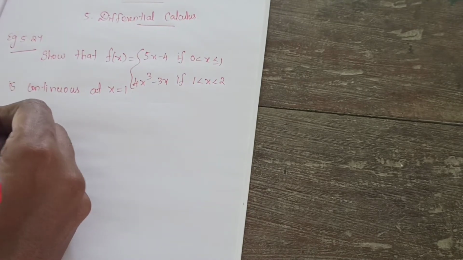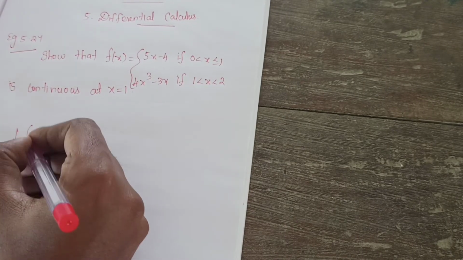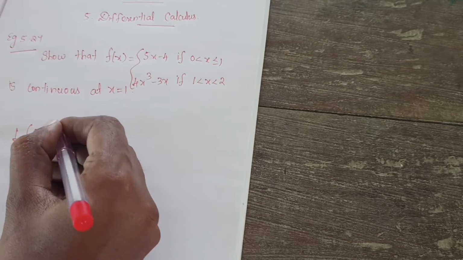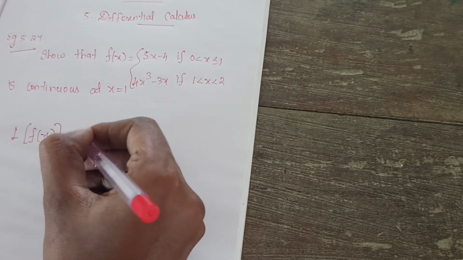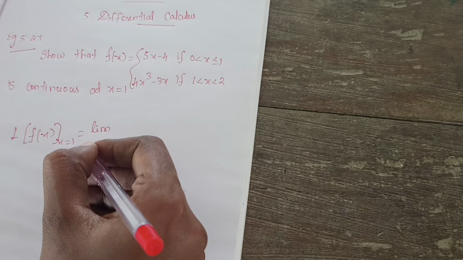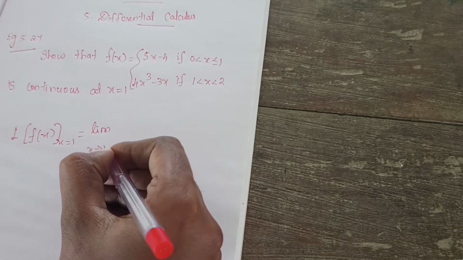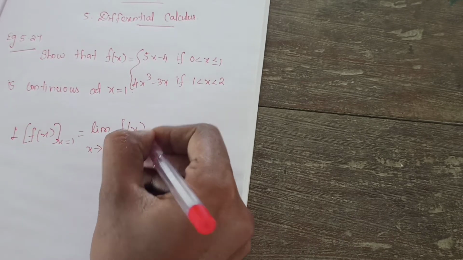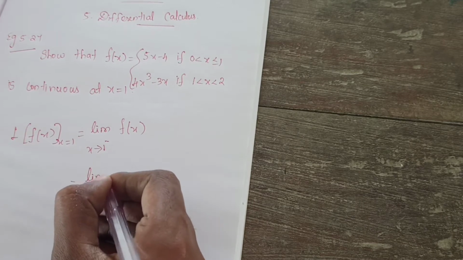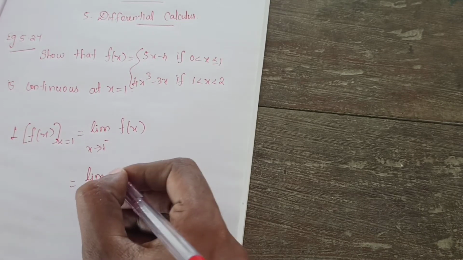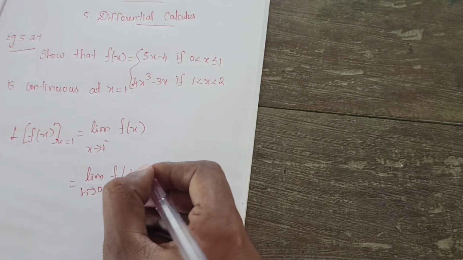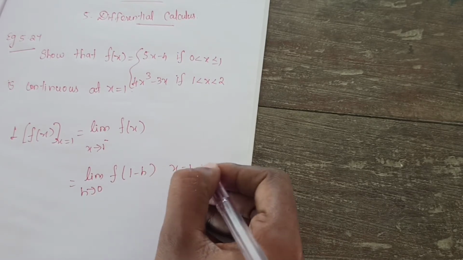Solution. So first you find the left hand limit, that is the left hand limit of f of x at x equal to 1 is equal to limit, what's the formula I taught you, that is x tends to 1 minus f of x. So that's equal to limit h tends to 0 f of 1 minus h, where x equal to 1 minus h.